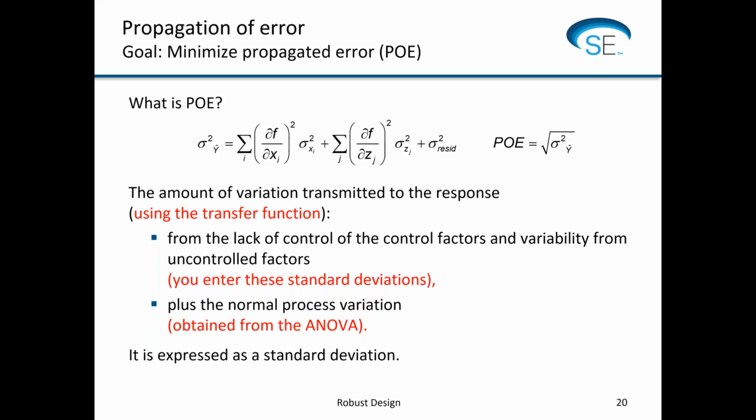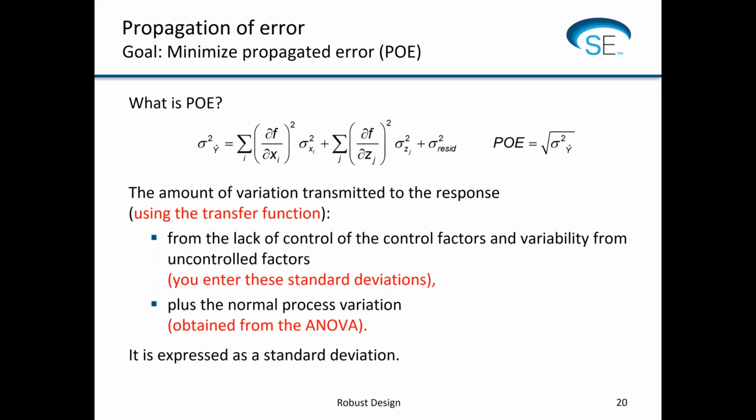So what is POE? POE is the transmitted variance. It's the partial derivative times the variation of the X's. Now the Z's represent the uncontrollable factors, so those are just X's in a different class. Again, you take the partial derivative of the equation with respect to the individual Z's times the variation of the Z's, plus that residual. Now we report POE as the square root to put it back in the scale we're measuring in. So our POE, rather than being transmitted variance, is really a transmitted standard deviation.